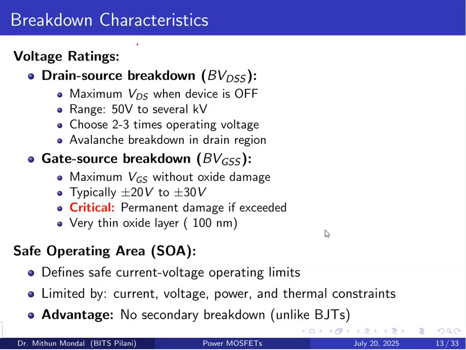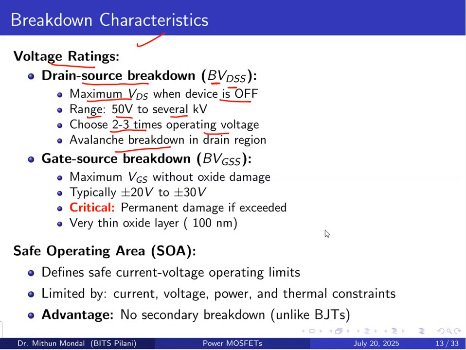Now let us discuss the breakdown characteristic. So the voltage rating is because of the drain source breakdown. So breakdown voltage in the drain to source is the maximum VDS when the device is under the off state. In this case, the range will be around 50 volt to several kilovolt, and we have to choose 2 to 3 times the operating voltage.